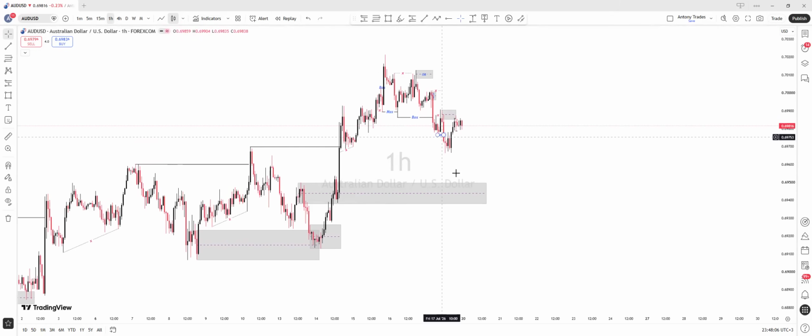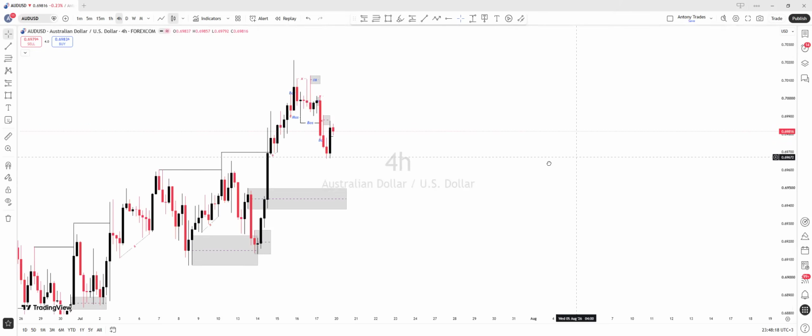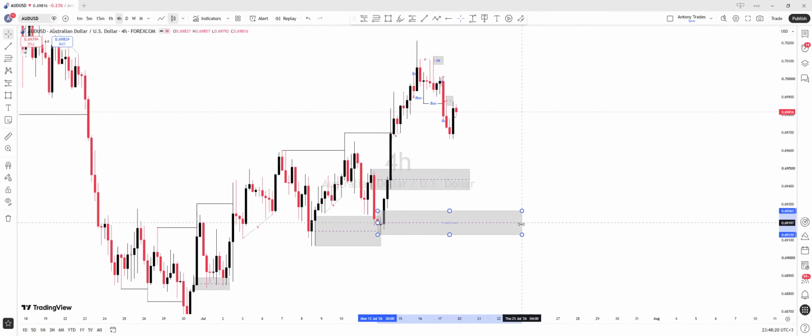Since then, the market never gave us a pullback. All right, so now the market has shown us a change of character here, meaning the market is currently in a pullback phase. So whatever is happening here is just a pullback phase. When you go to the 4 hour time frame, I'm having these 2 points of interest here.